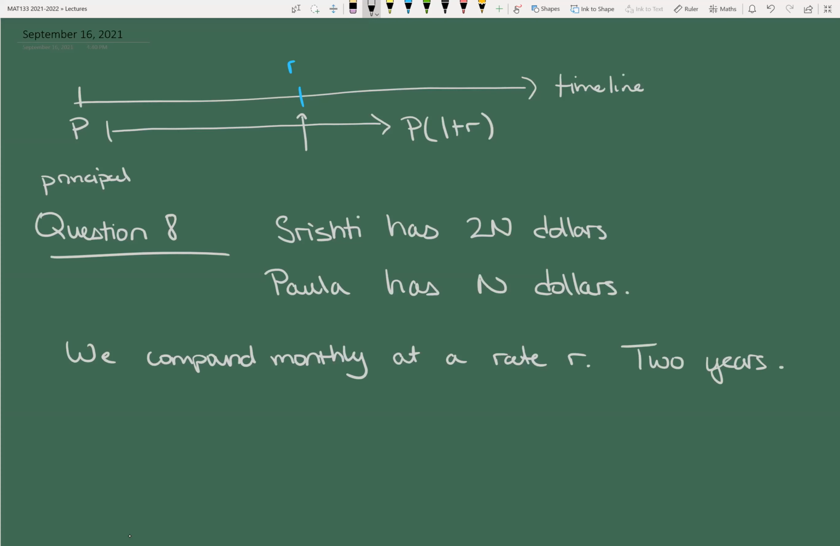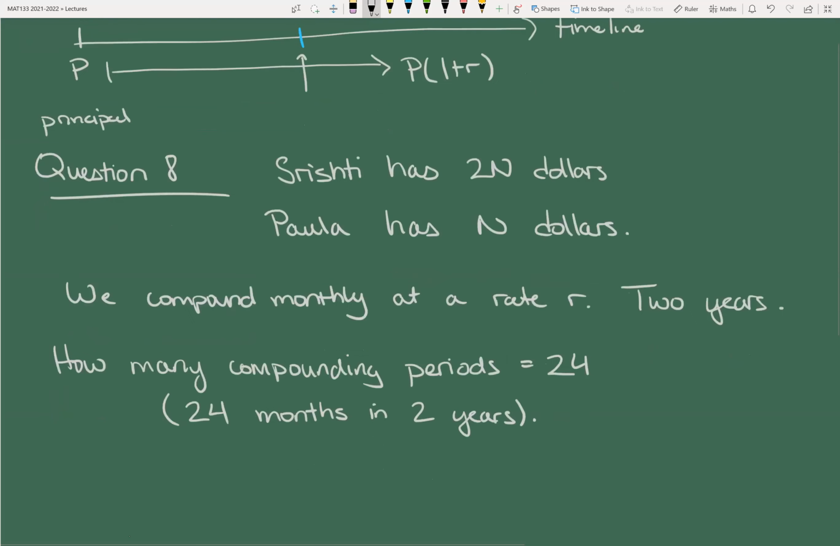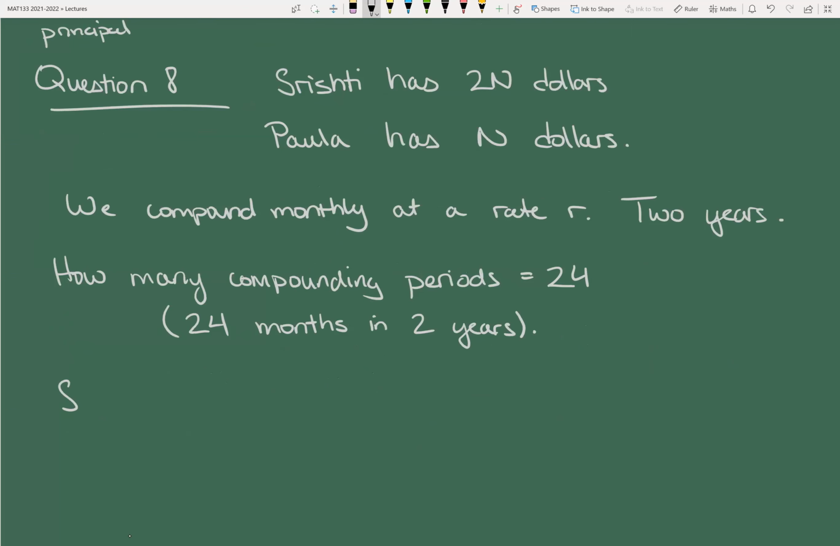Okay, somebody tell me how many compounding periods have passed? 12. Okay, after 2 years, so how many compounding periods? The answer is 24, right? And the reason for that, there's 24 months in 2 years, and we compound every month. Okay, so how much money does Srishti have?